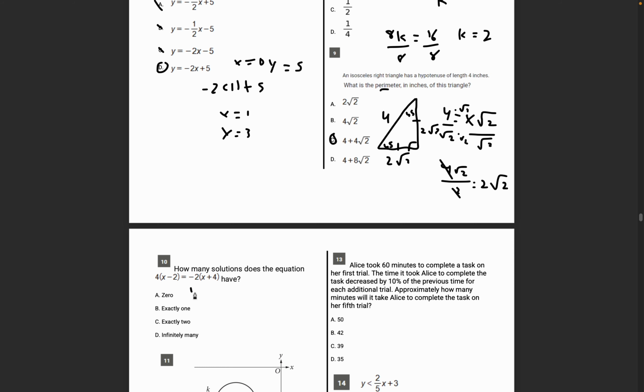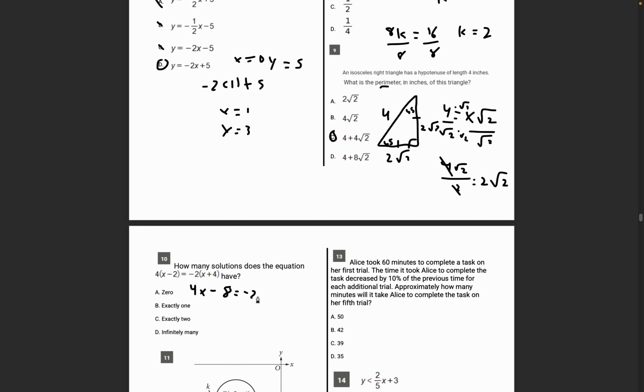How many solutions does the equation have? Okay, let's distribute. 4x minus 8 equals negative 2x minus 8. Add 2x on both sides, you get 6x. And then add 8, you get 6x equals 0. Divide by 6. 0 divided by 6 is 0, which means that you have only one solution. You don't get confused by getting an answer of 0 and thinking it's 0 solutions.